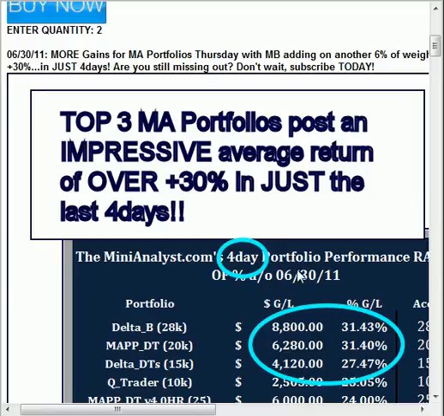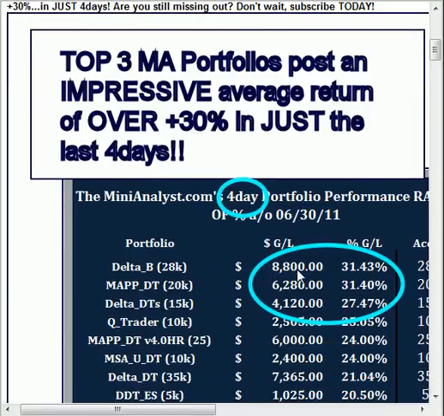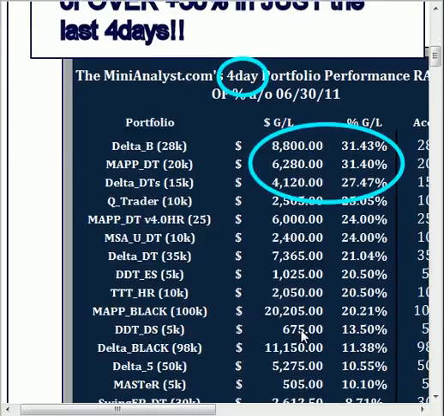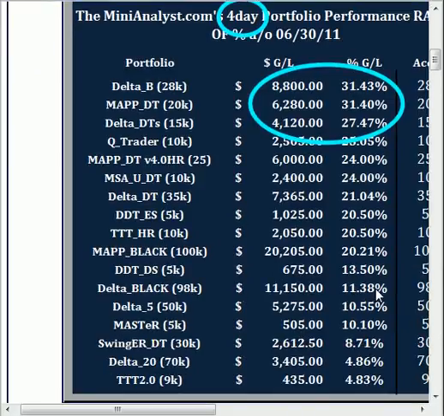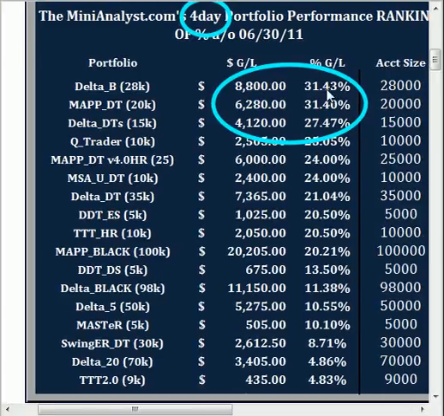Average gain for the MA primary portfolios in the futures markets, 30% has been the average gain. I take that back. Over the top 3 portfolios, average gain for all the MA portfolios, I think, is 18, 18 point something percent for the last few days, 4 days, actually. This week, the final week of the quarter, of the month, has been pretty impressive for the MiniAnalyst.com, just adding on to our gains, actually looking at 31.4%.